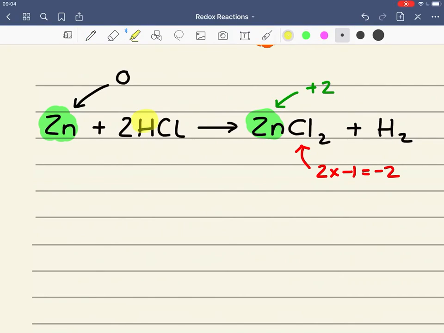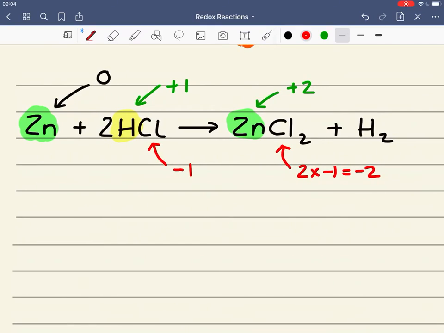The hydrogen has got a fixed oxidation state of +1 when in compounds, except when bonded to metals. That means that the chlorine has got an oxidation state of -1. So you can see the oxidation state of the chlorine hasn't actually changed in this reaction. The oxidation state of hydrogen in H2, well, it's an uncombined element, so the oxidation state there is 0.